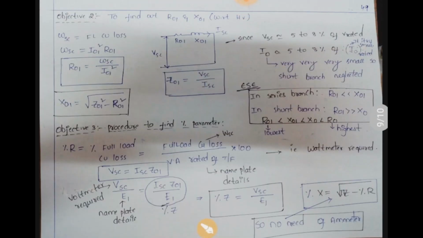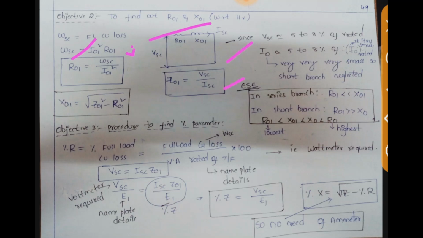Now move on. The second objective is to find R naught and X naught, the series branch parameters. The wattmeter reading is mostly showing, as I told you, the copper losses, equal to I square R at full load. How do you find I? I is found by the ammeter reading. So the wattmeter reading by the ammeter reading gives R, and Z equals V by I, the voltmeter reading by the ammeter reading. Now you find Z, you find R, and you find X naught as the root of Z square minus R naught square. Hope you understand how to find R naught, Z naught and X naught. We met our second objective also.